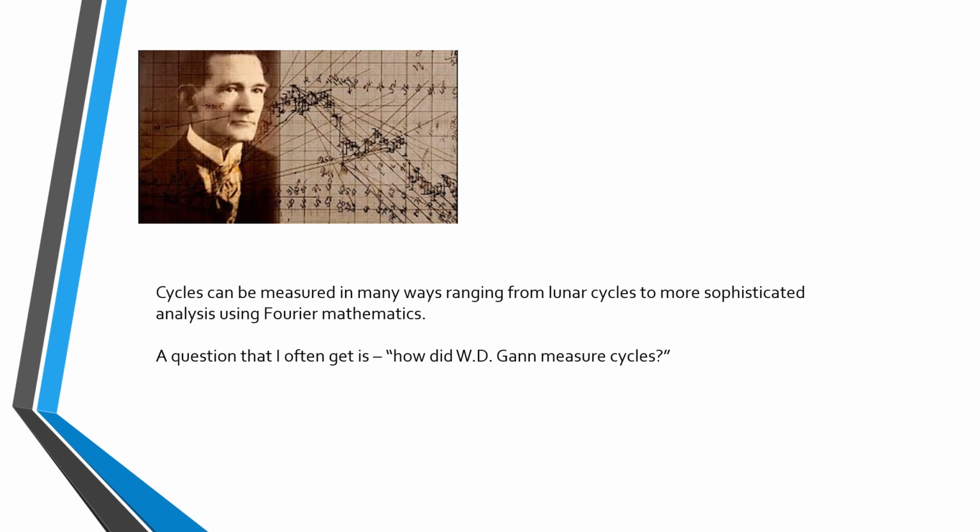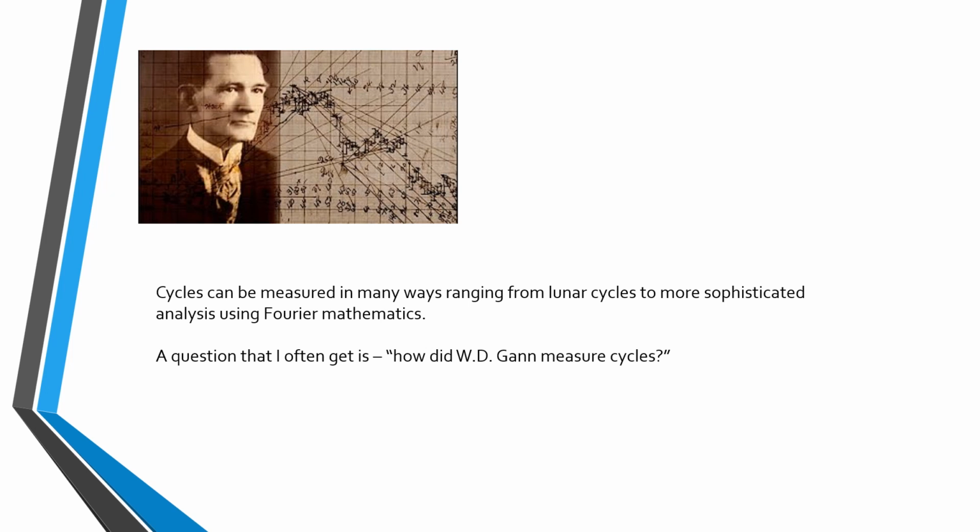As I've intimated in several of my videos and in much of my writing, cycles can be measured in many different ways. We can take a look at something like the lunar cycle, the moon going around the 12 signs of the zodiac. We can even take a look at more sophisticated cycles using Fourier mathematics and an algorithm called the periodogram. And that will help us to delineate the predominant cycles in a price chart of a stock or a commodity or an index.